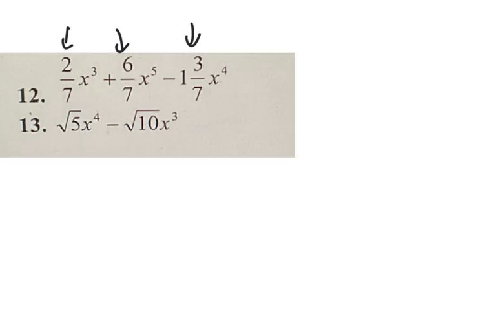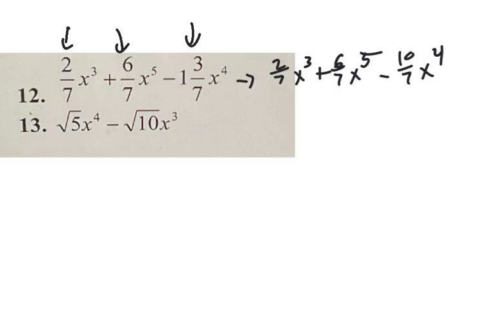So this is a good review for some of you guys that haven't done this in a long time. How do we convert mixed numbers to improper fractions? You take the whole number part, which is 1, multiply by the denominator, which is 7. So 1 times 7 is 7. Add the numerator, which is 3, so 7 plus 3 is 10. Meaning I could rewrite this as 2/7 x to the third plus 6/7 x to the fifth minus 10/7 x to the fourth.